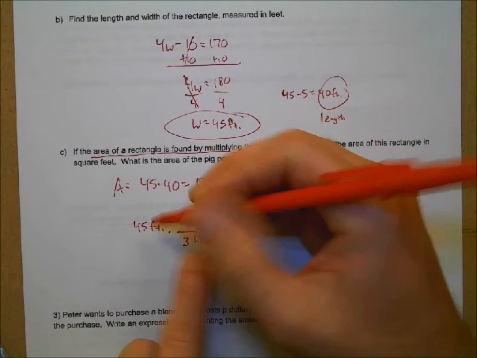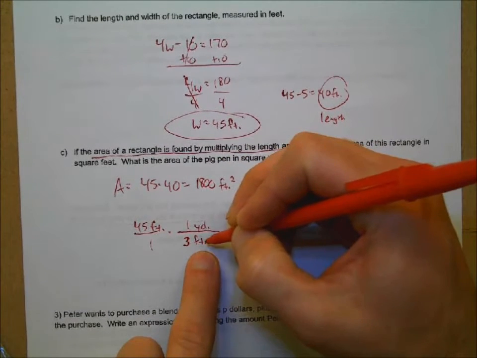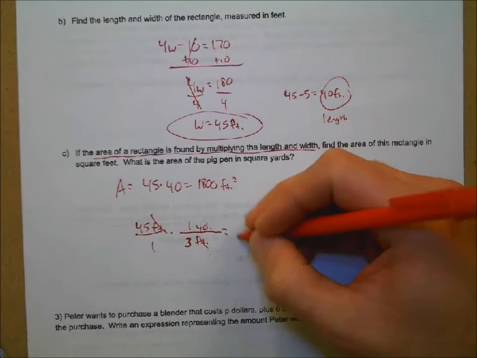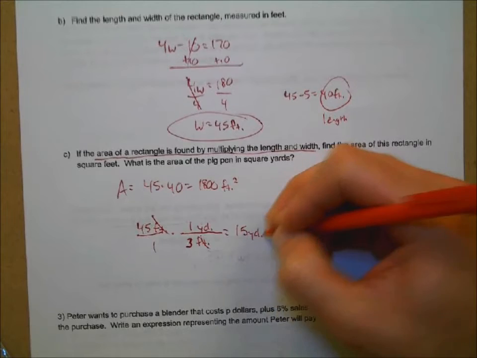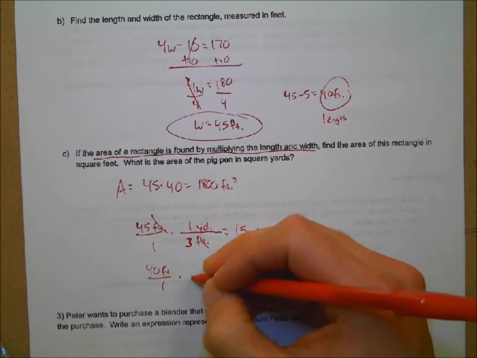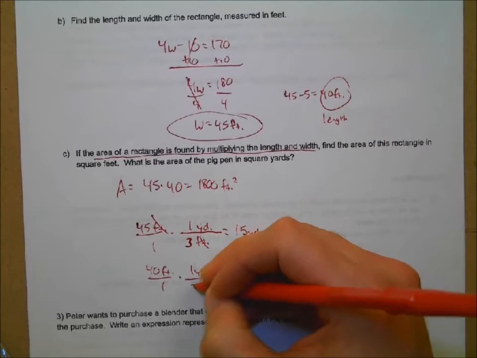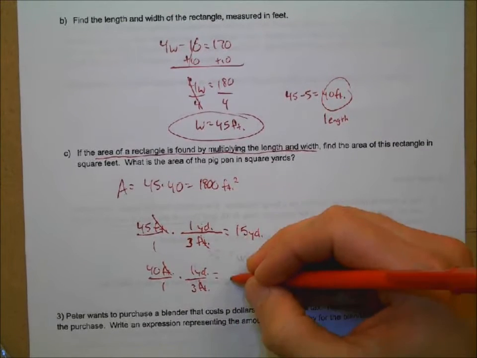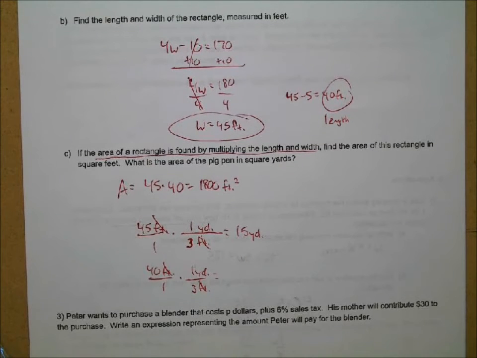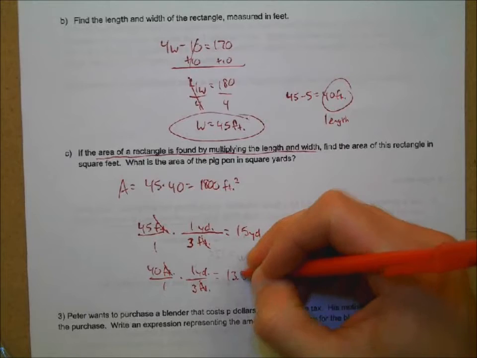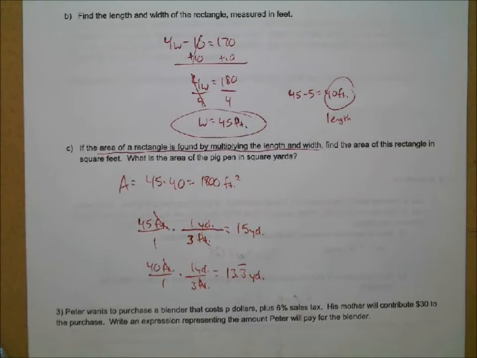Okay, we put the feet in the denominator here because we need the feet to cancel. And we'll be left with 45 divided by 3, which is 15 yards. And then I'll also convert the 40 in the same way. 1 yard is 3 feet. Feet will cancel. 40 divided by 3, I think, is 13.3 repeating, I believe. Yep, 13.3 repeating yards. Okay.